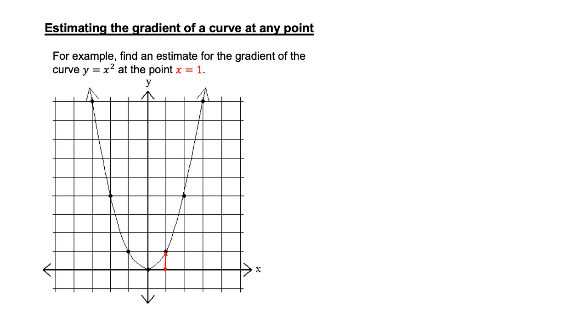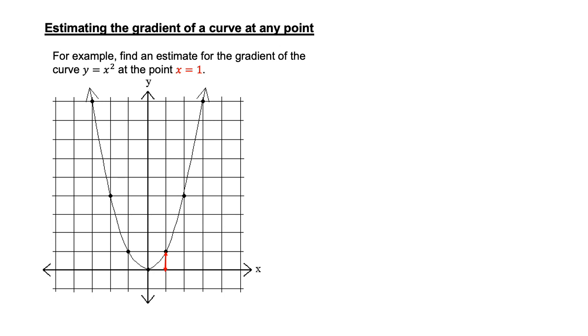So first, let's set the scene of why we have differentiation. In your GCSE course, you could have been asked to work out the gradient, i.e. the steepness of the curve at any point. So what would you be asked in GCSE? For example, find an estimate for the gradient of the curve y equals x squared, which we have here, at the point x equals 1.